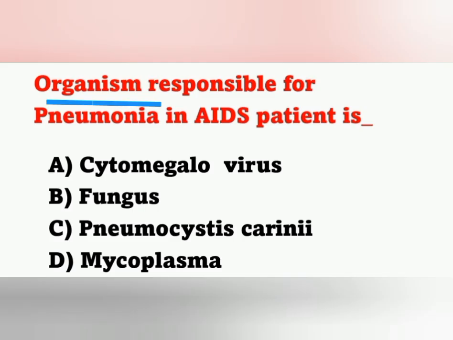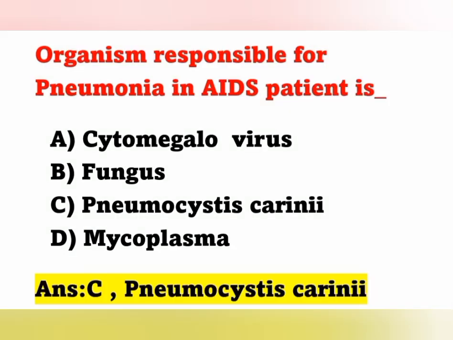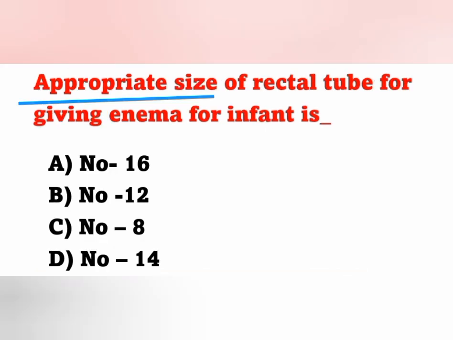Organism responsible for pneumonia in AIDS patient is. Option A, cytomegalovirus. Option B, fungus. Option C, pneumocystis carinii. Option D, mycoplasma. Our question is, which organism causes pneumonia in AIDS patient or HIV positive patient? And the correct answer is pneumocystis carinii. Option C is the correct answer. Move on to the next question.